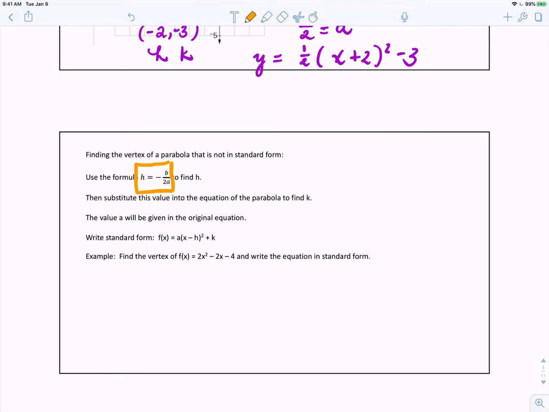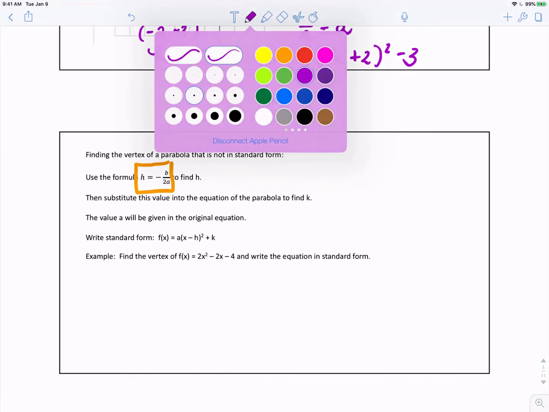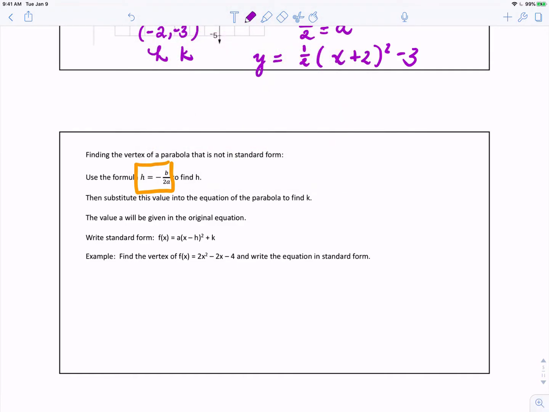Okay, so here we go. Now fortunately, this formula reminds us of the first part of the quadratic formula. So h is going to be equal to the opposite of b over 2a. And if this is our equation, remember that a and b are the coefficients here. So we see that a is equal to 2 and b is equal to negative 2. So let's go ahead and solve then for h.